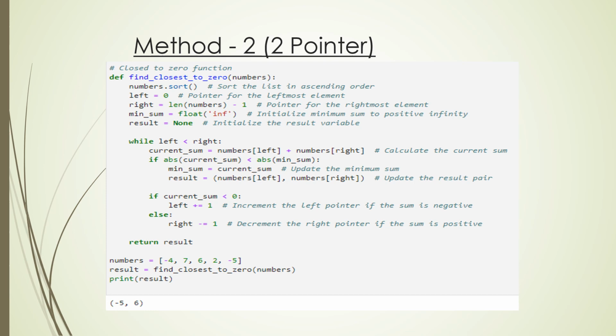After completing the while loop, the function find closest to 0 will return the result to the print statement and the output will be -5, 6.